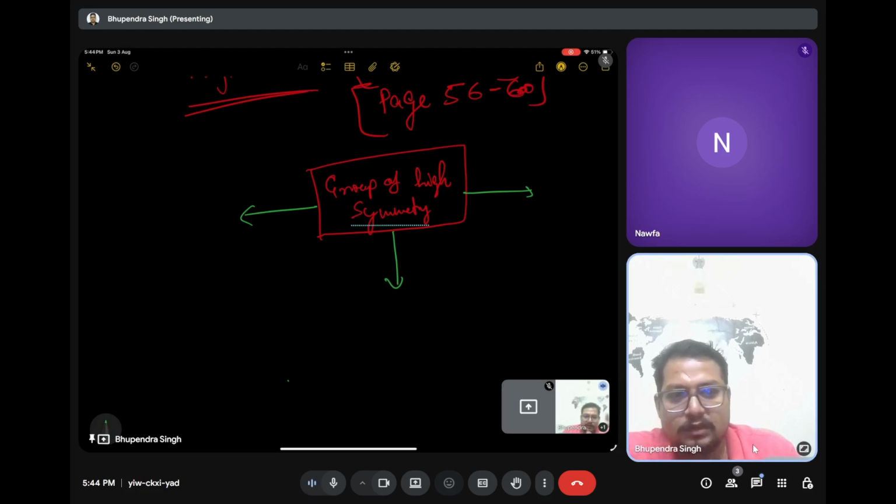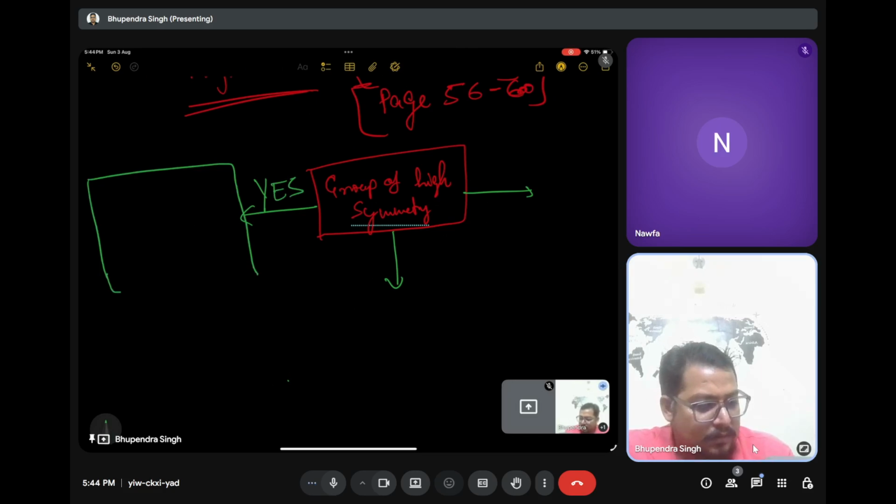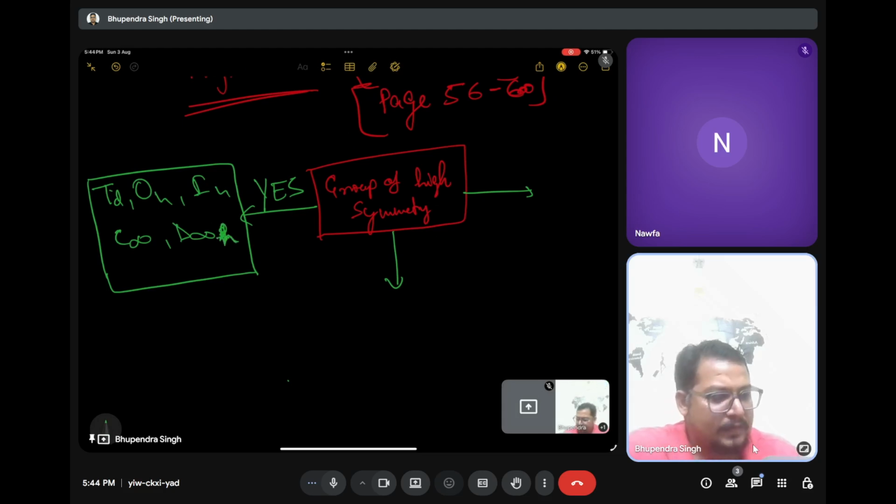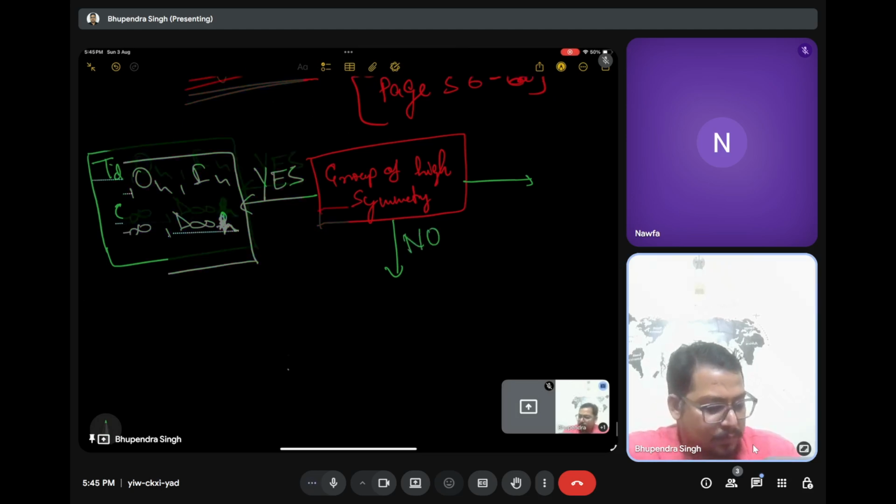Group of high symmetry. If any molecule is having higher order symmetry, yes, in that case, these molecules will have point groups like tetrahedral, octahedral, D infinity, C infinity, H. If the molecule is not having a higher order of symmetry, let's say no, then we will move to the next step.